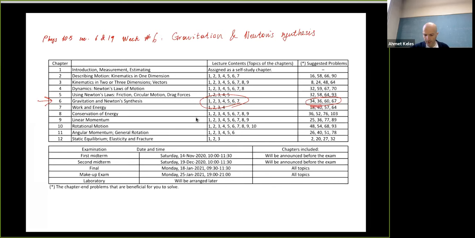These are the suggested problems. Hopefully, I will just try to solve one today and we can solve the other three tomorrow. Okay.